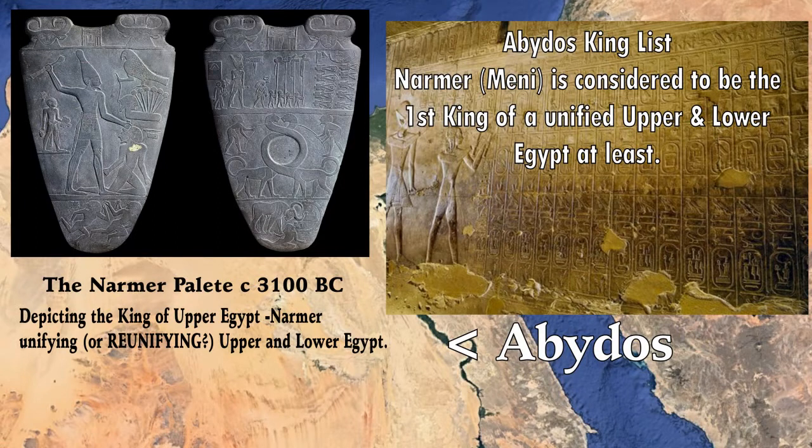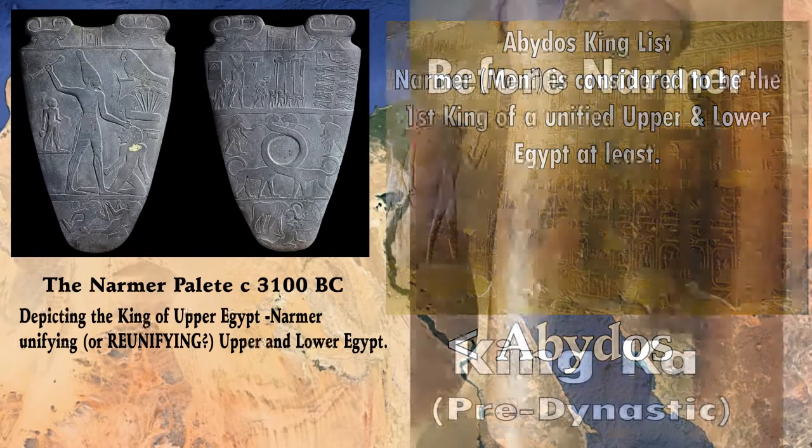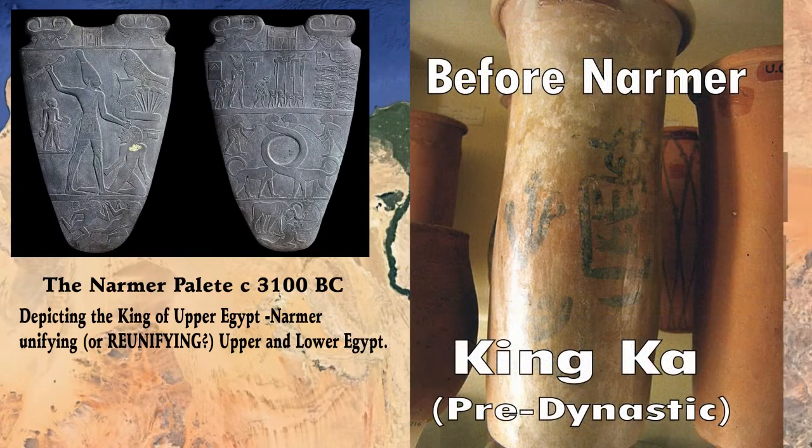the reunification of Egypt. Then we must consider the famous Abydos Kings List, where King Narmer, or Menes, is considered to be the first king of a unified Upper and Lower Egypt at least. However, there is quite a bit of important information in regards to that. So pre-dynastic kings, for instance King Ka and Petri and others, are well defined. So before King Narmer we had King Ka.